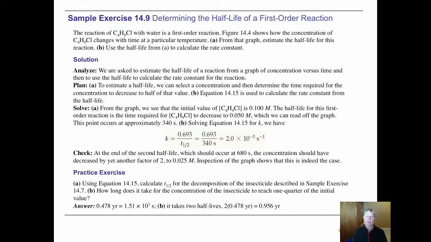It says in the solution, the half-life for this first-order mechanism is the time required for it to decrease to 0.05, and they came up with 340 seconds. So since it's a first-order reaction, to solve problem B, use the half-life from the graph to calculate the rate constant. The rate constant should be equal to 0.693 divided by the half-life. So 0.693 over 340 seconds, we get a rate constant, which by the way has the proper units for a first-order reaction, 2 times 10 to the minus 3. So that's how you could determine the half-life of a first-order reaction.